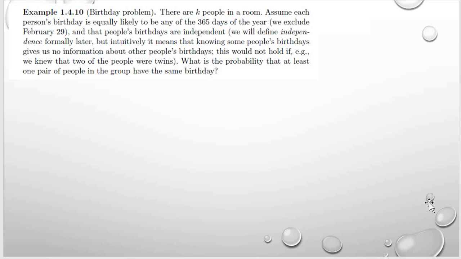So, for example, people will not be twins, because if they're twins, they'll have either the same birthday or perhaps consecutive birthdays. So the question is, what is the probability that at least one pair of people in the group has the same birthday?